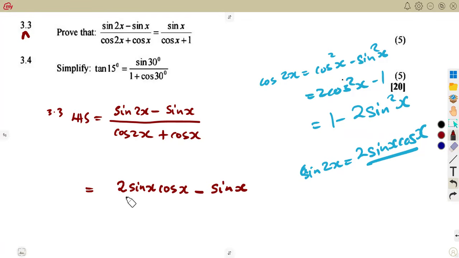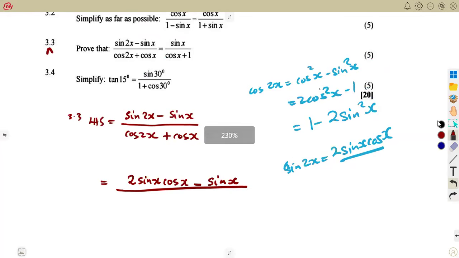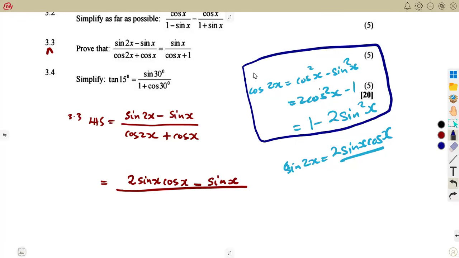Everything over what? As for cos, as we can see, there are 3 identities for cos 2x. 3 of them, which one can we take? And for which reason?